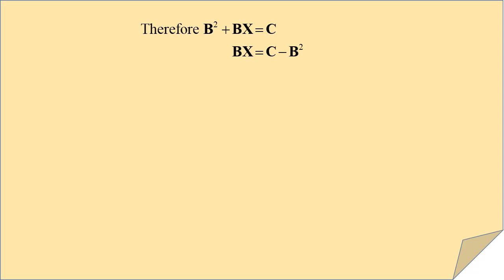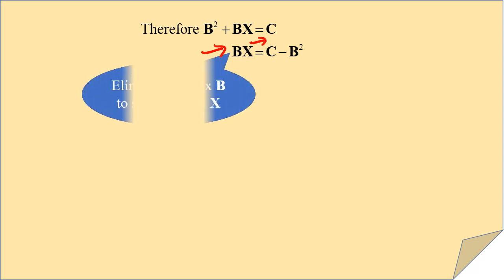And then to let X be the subject, we have to eliminate this B. How do we eliminate this B? By multiplying B with its inverse so that it becomes an identity, so X will be alone on the left side. So we need to multiply B inverse from the left side on each side. Understand? Multiply from the left on each side.